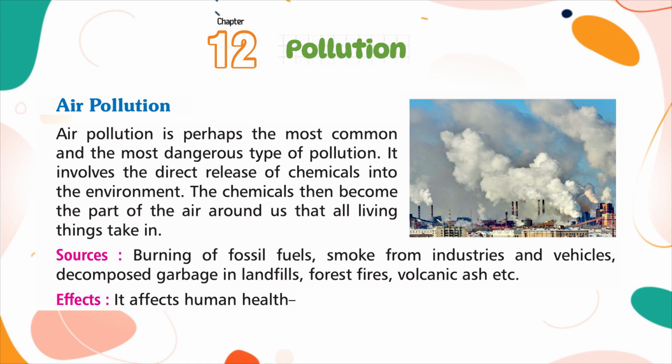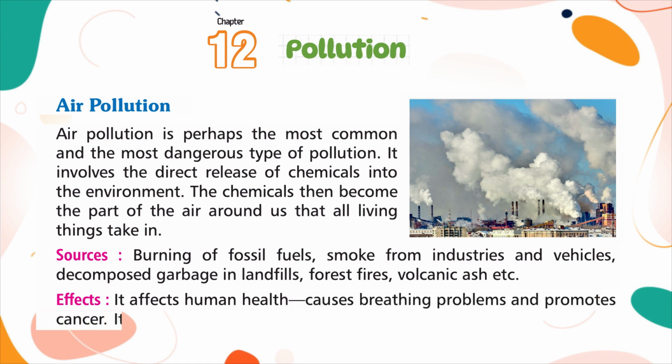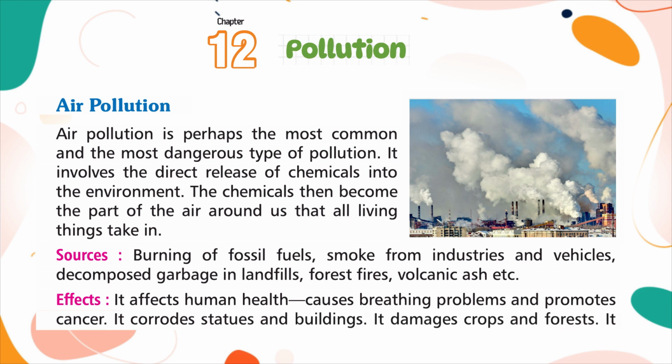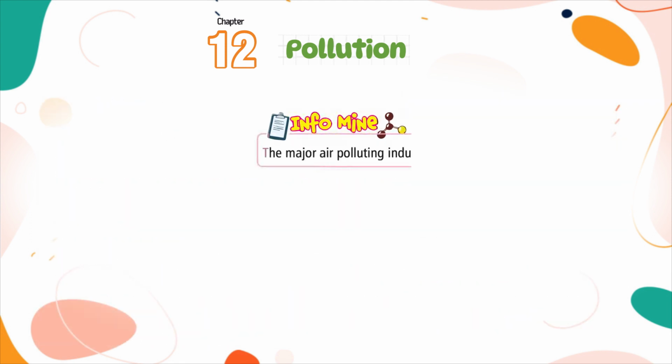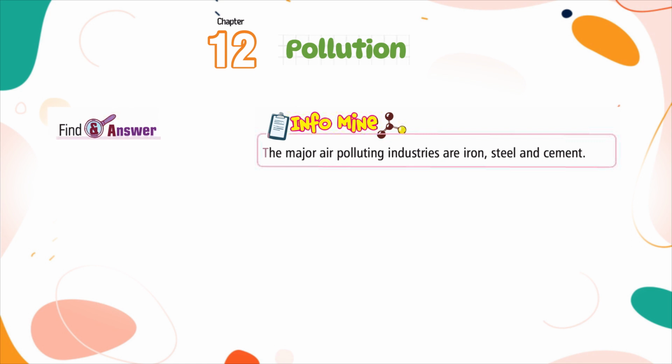Effects: it affects human health, causing breathing problems and promotes cancer. It corrodes statues and buildings. It damages crops and forests. It also affects aquatic life. Info mine. The major air polluting industries are iron, steel, and cement. Find and answer. What do you understand by pollutants?